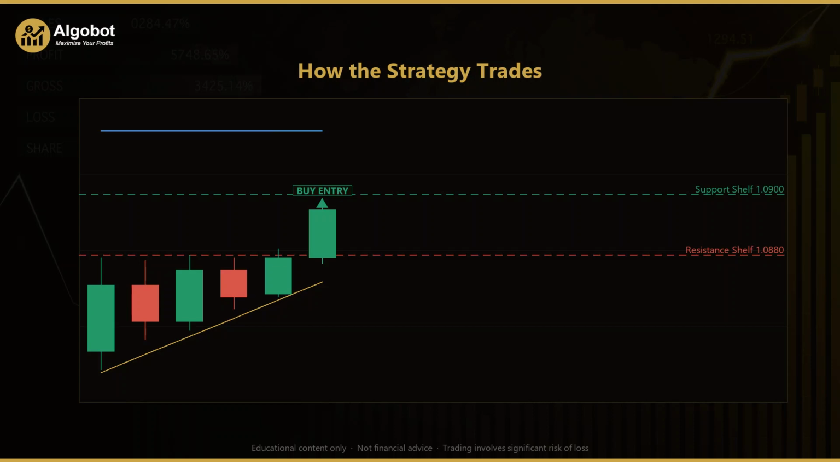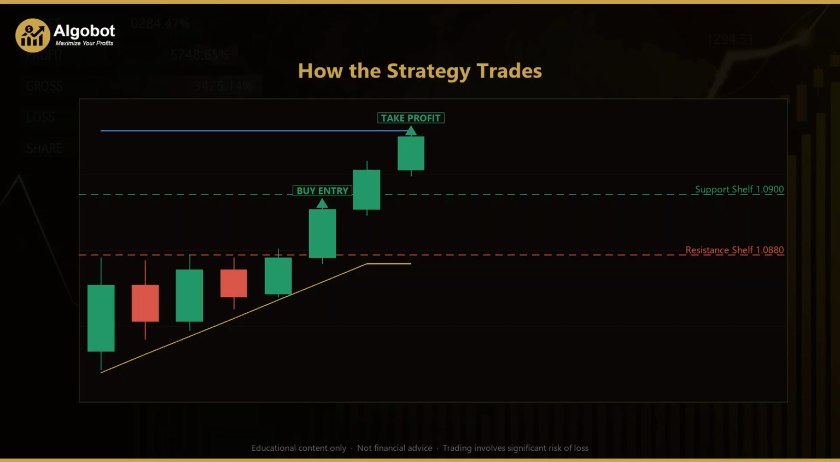But it does nothing yet. It waits for a completed candle to close above the resistance shelf by the breakout buffer. On the sixth candle, that's exactly what happens. The candle pushes up and closes decisively above the ceiling, and you can see the buy entry marker appear right there. This is the moment the pattern resolves in the direction it was leaning.